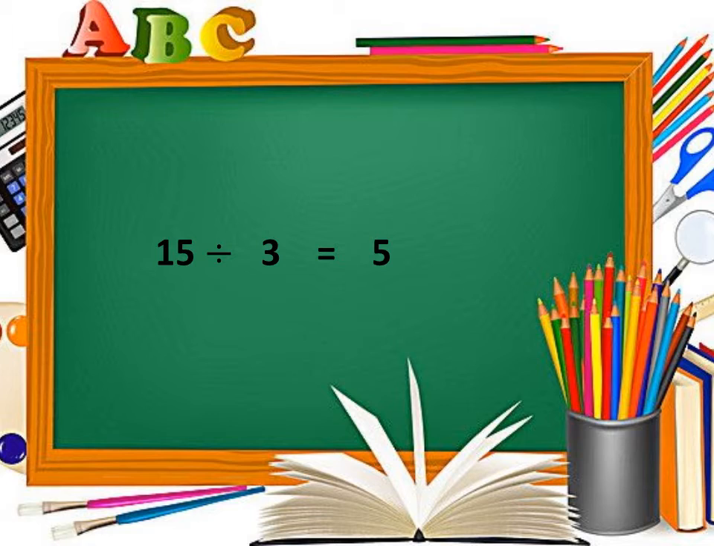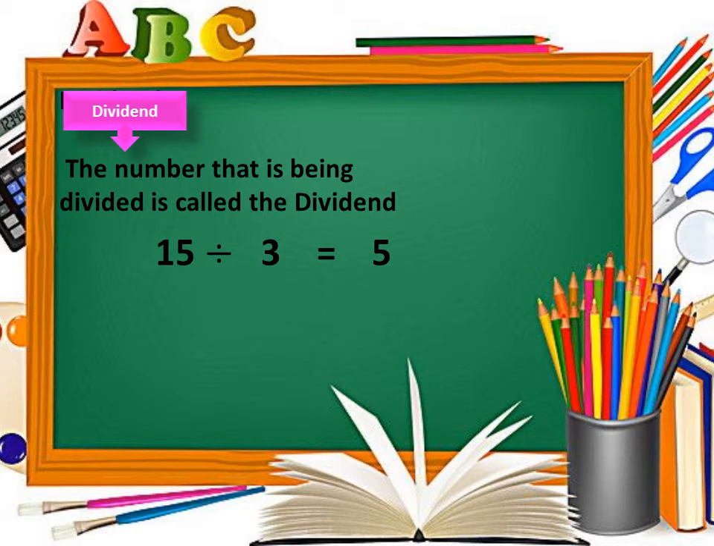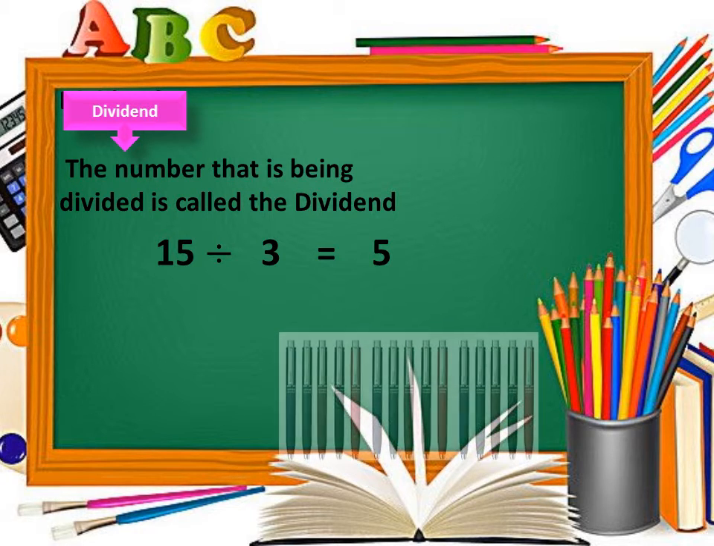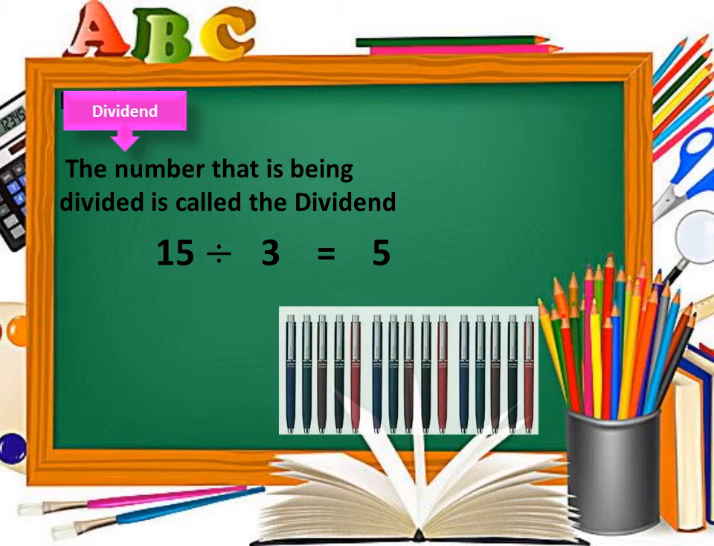Just like multiplication, the numbers used in division also have some names. Today we are going to learn the names. The 15 in this problem is called the dividend. The dividend is the number that you are dividing. So, let's think in this example, we have 15 pence. That means the 15 pence are the dividend.